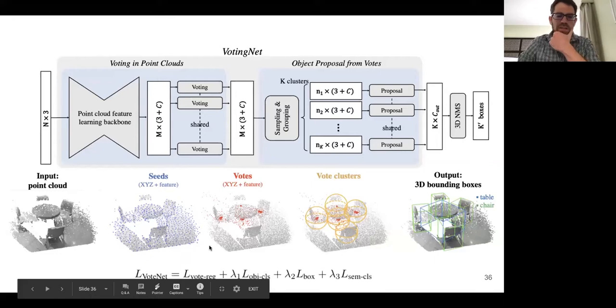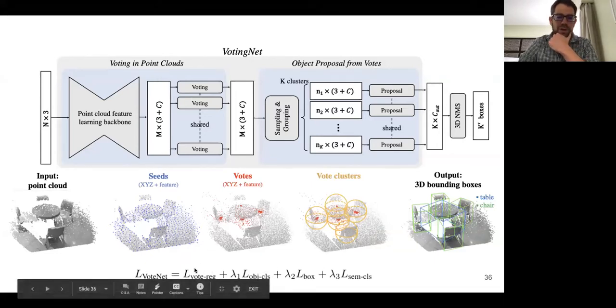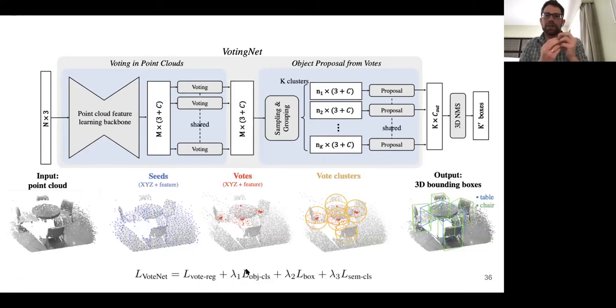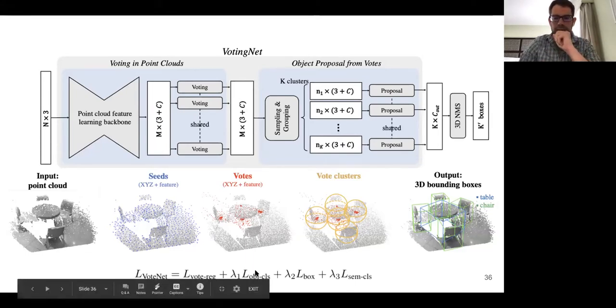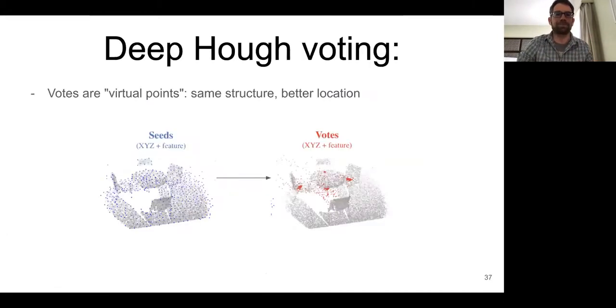And in terms of loss functions, what we have to manage here are a bunch of loss functions. First of all, we have the regression of the location of the vote. Then we have the objectness score, which basically tells us for every point whether it believes it's part of an object or a background. Then we have the parameters of the box, like the orientation and scales and everything, and of course the semantic class. So you see, this is quite an interesting problem. It involves both classification and regression.